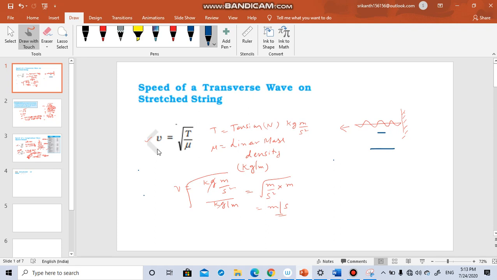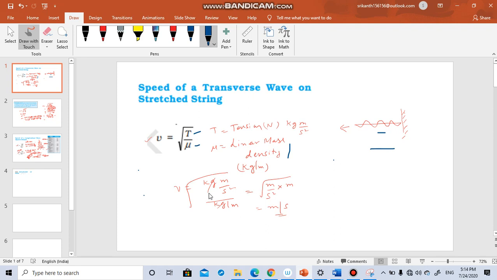The speed is given by v is equal to root over T by mu. T is the tension in the string, given in newtons, and mu is called the linear mass density. Linear mass density is given in kg per meter.